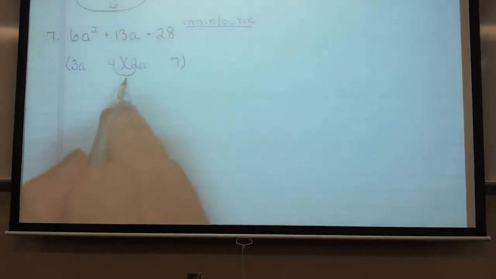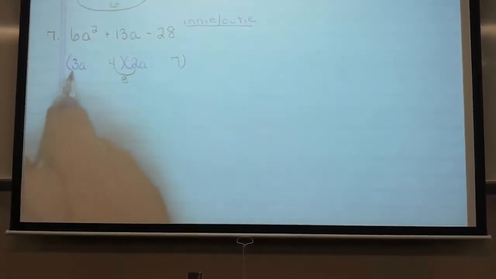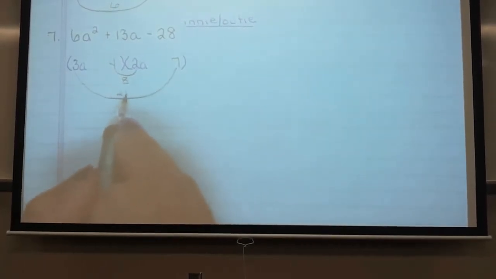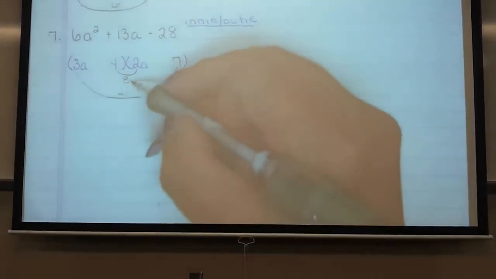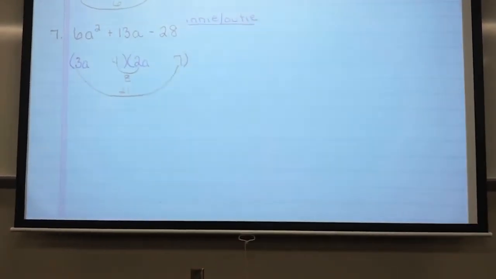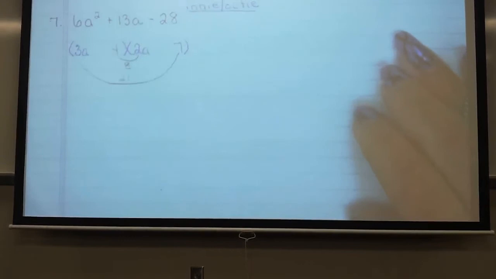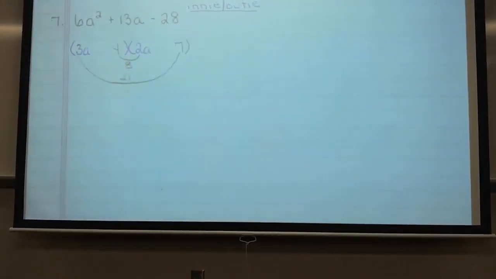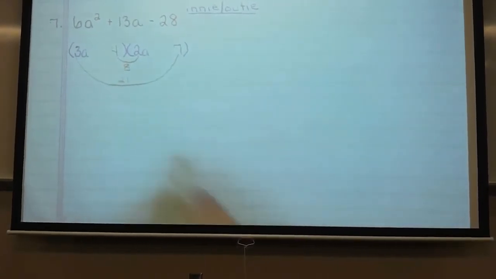4 times 2 is 8. And 3 times 7, 21. Now, if I add those, I'm definitely not going to get 13. But what if I subtract them? I will get 13 if I subtract them. So I know I have the right numbers in the right spot. The only thing we still need to determine is the sign.